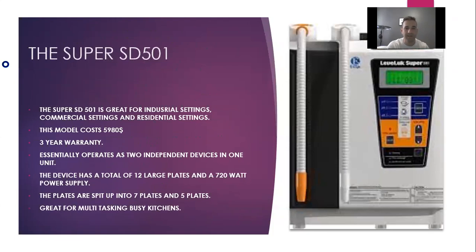Great for multitasking in busy kitchens. So you can be producing, you know, your 2.5 and 11.5 with the 7-plate machine, filling up a sink to clean leafy greens and produce for salads at a restaurant, as an example. And at the same exact time, you could be using the 5-plate machine to be filling up water pitchers and glasses for the dining tables. Okay, as an example.